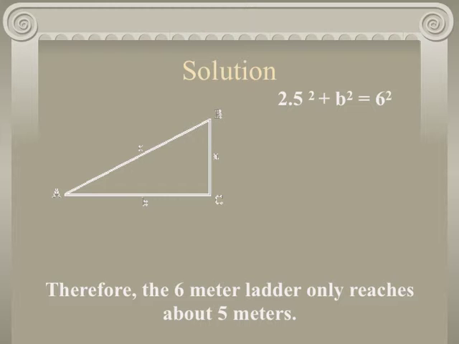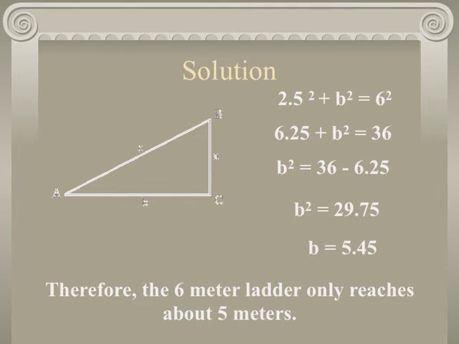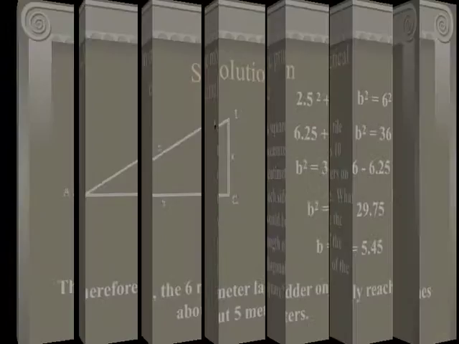2.5 squared plus b squared equals 6 squared. 6.25 plus b squared equals 36. B squared equals 36 minus 6.25, which is about 29.75. Still have to take the square root, and that comes to about 5.45. So we'll say about 5 meters.